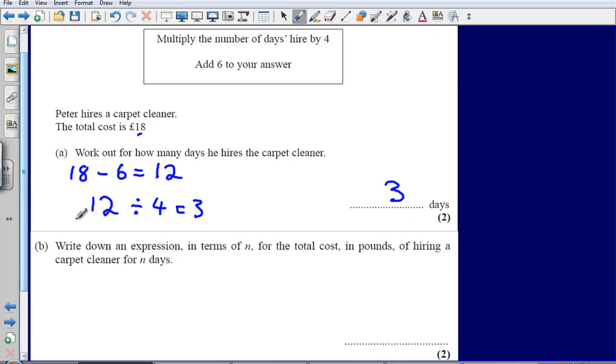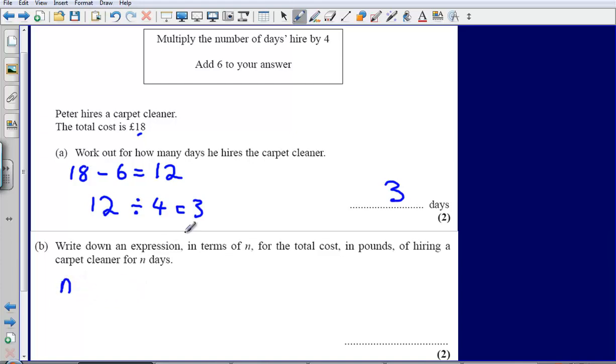Part B asks us to write down an expression in terms of n for the total cost in pounds of hiring a carpet cleaner for n days. So here is our rule. Instead of starting with a number, we're told that our number here is going to be n.